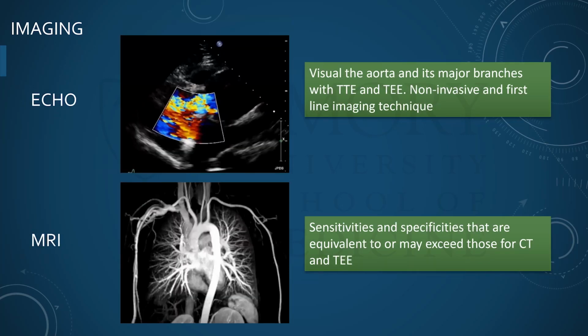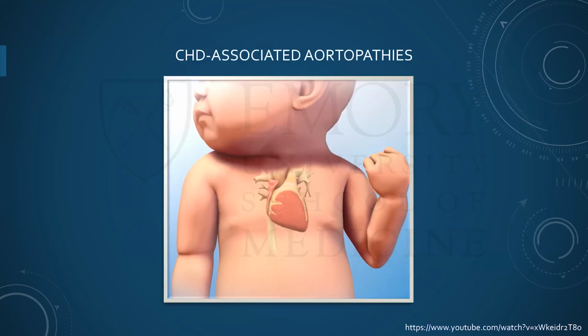Echo is going to be the second workhorse for making diagnosis, and it's able to visualize the aorta and its major branches, and it has the major benefit of being non-invasive with almost no risk. MRI is more expensive and takes longer, but the sensitivity and specificity is arguably slightly better than CT and TEE. So we're going to move on to talk about specific pathologies now that we have a quick intro.